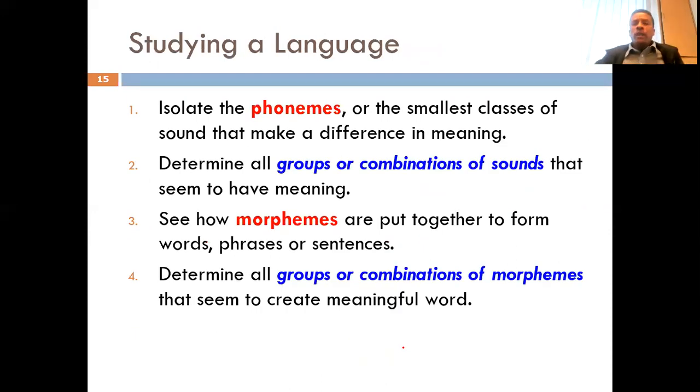Now, whenever you study a language, one of the things that we do is isolating phonemes. Phonemes are the smallest classes of sound that make a difference in meaning. We are going to see that when we discuss speech processing in the last chapters. So what we call a phoneme, from the name itself, when you say phone, it means a sound. So a phoneme is the smallest class of sound that makes a difference. So for instance, just to give you a very simple example, if you see these two words, sorry.